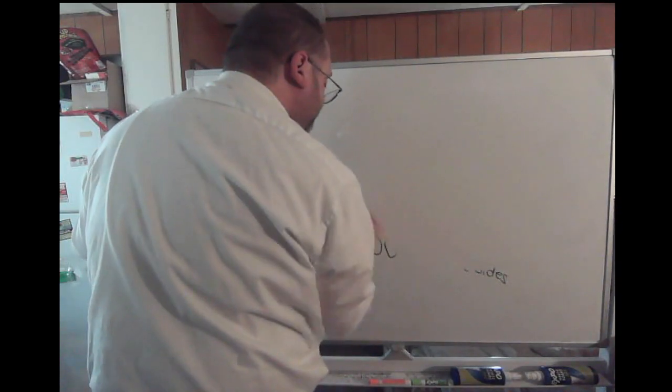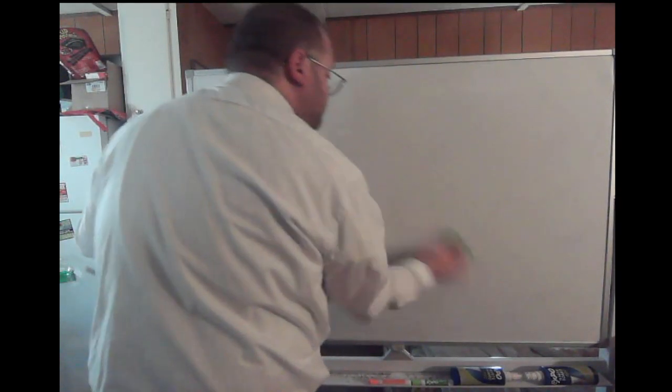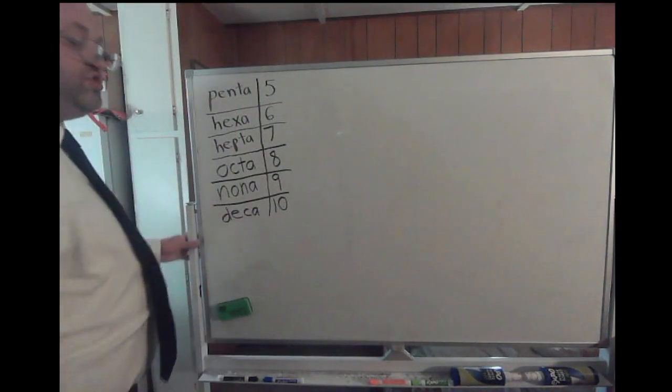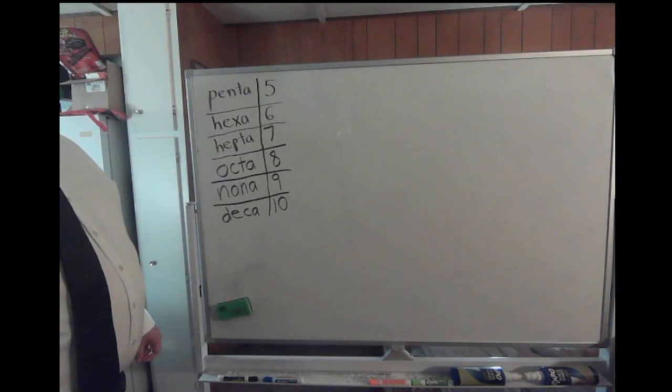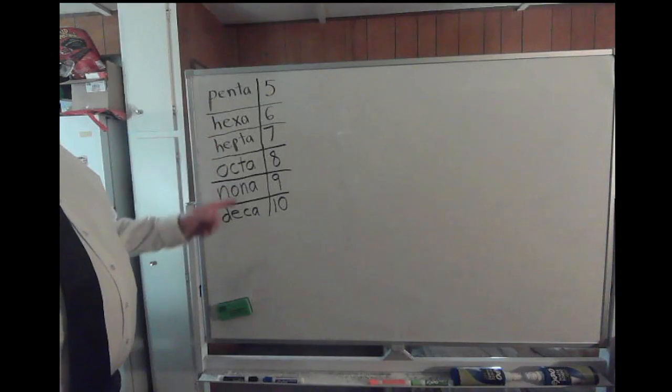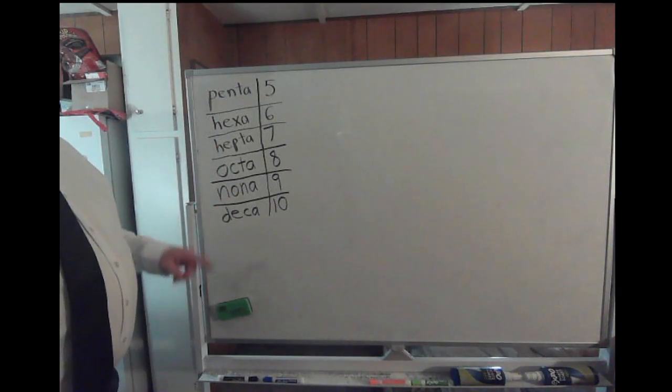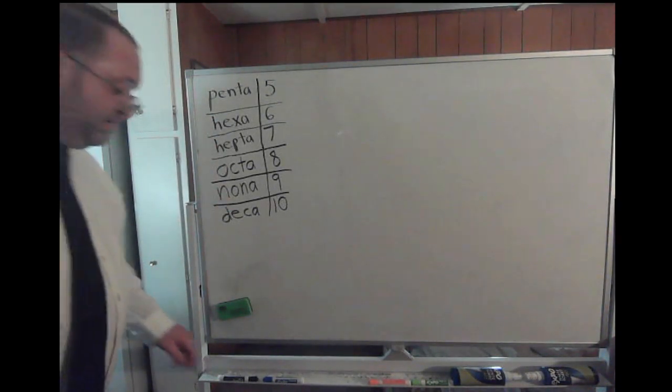So that's basically, I've shown you what some of the polygons look like. I've explained about the sides and what you call them. I have the prefix list up here. Now, let's get into angles.